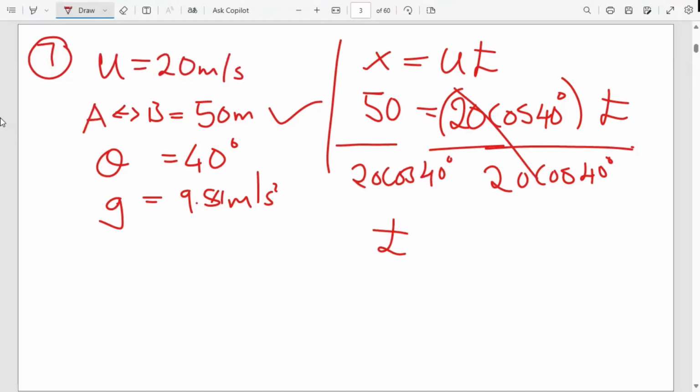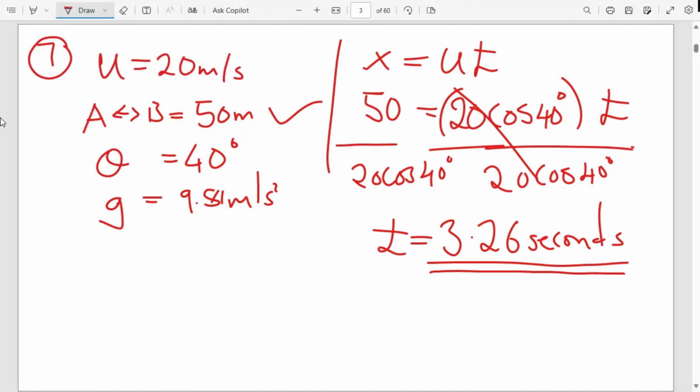That will cancel out. That means the time it takes this dummy to travel from the launch point on building A and hit building B will be equal to 50 divided by 20 cos 40. And this is giving me time, which is equal to 3.26 seconds. Okay, so we've calculated the time that this object takes from the time it is launched at building A until the time it hits building B.